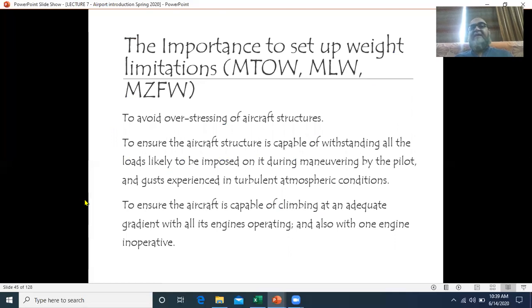Why is there a limit? To avoid overstressing, to ensure the aircraft structure is capable of standing all the loads imposed during its maneuvering by the pilot and the gust experienced in turbulent atmospheric conditions. To ensure the aircraft is capable of climbing at an adequate gradient with all its engines operating and with one engine sometimes inoperative.